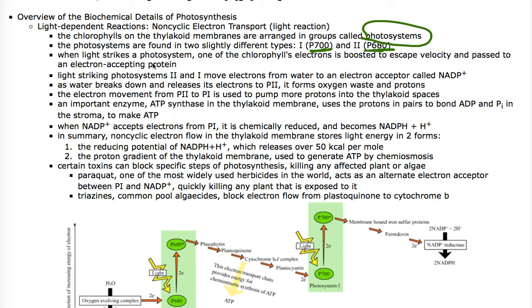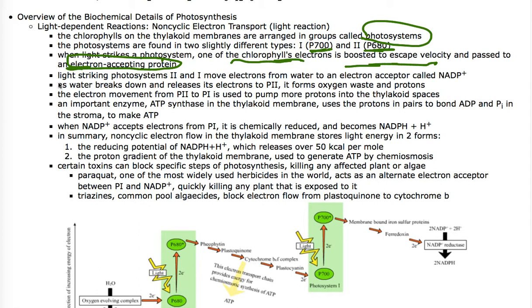Basically, when light strikes a photosystem, one of the chlorophyll's electrons will be boosted to an escape velocity, like a bullet hitting a target and blowing a piece of the target off and away. When a photon slams into a photosystem, an electron invariably is kicked right off of the photosystem, and a protein is waiting to catch it. That electron is not going to be wasted. A special electron-accepting protein is going to catch it. Those are usually called cytochromes.